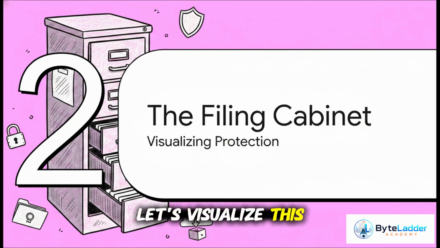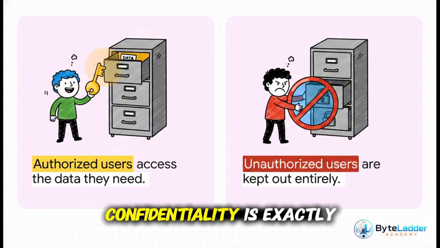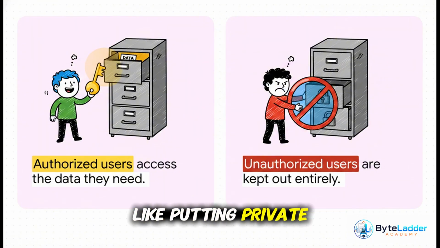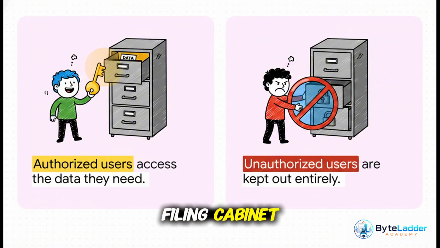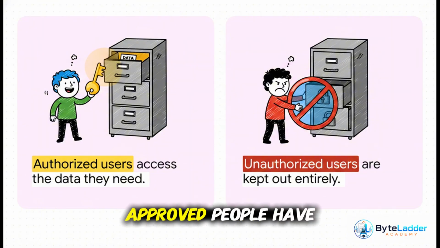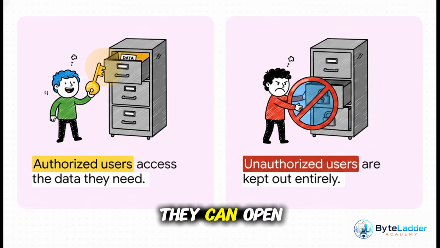Let's visualize this protection. Honestly, confidentiality is exactly like putting private documents into a locked filing cabinet. The goal here isn't to destroy the documents, right? And it's not to hide the cabinet from the entire world so that literally nobody can ever use it. The goal is simply to make sure that only approved people have the key. Authorized users, they have the key, they can open the drawer, read the files, and just do their work. Unauthorized users, they're kept out entirely. Boom, that is confidentiality in a nutshell.